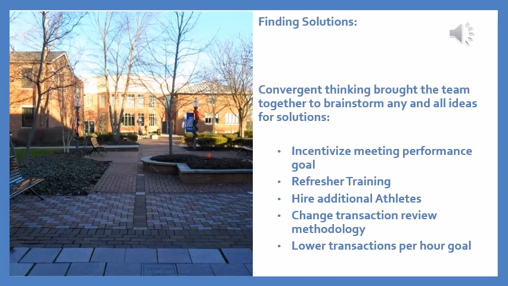Finding solutions. Convergent thinking brought the team together to brainstorm any and all ideas for solutions. Some examples of this are: incentivize meeting the performance metric, perform a refresher training for all athletes, hire additional athletes, change the transaction review methodology, or lower the transactions per hour goal.